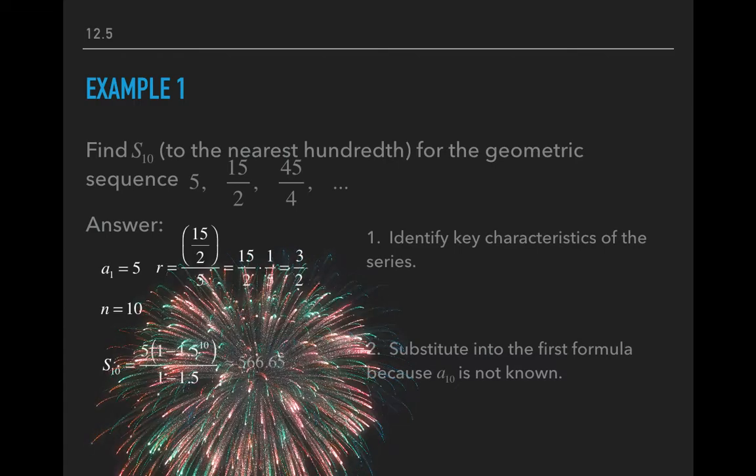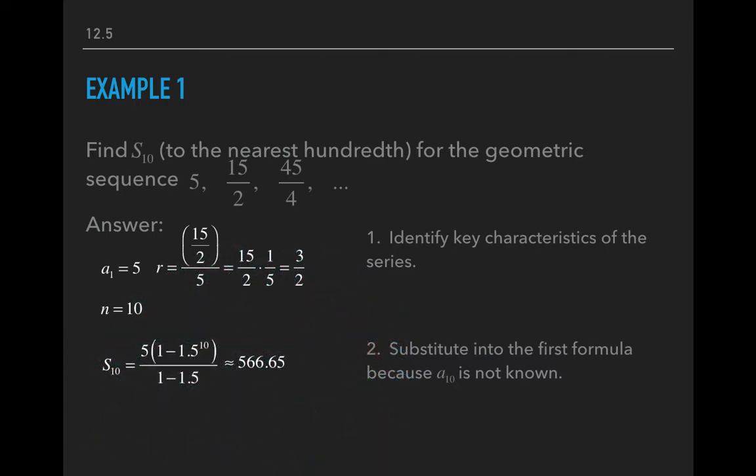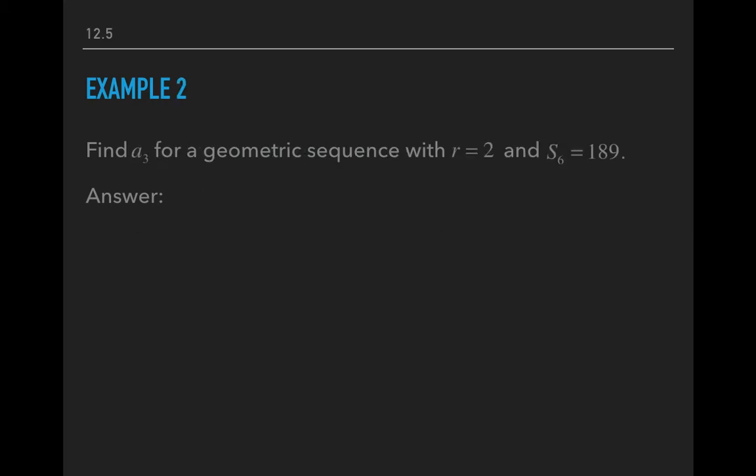All right, you should have just about, when you round, 566.65 as your sum. All right. Now we want to find a sub 3, our third term in our sequence, given that it has a rate of 2 and the sum of the first 6 terms is 189.